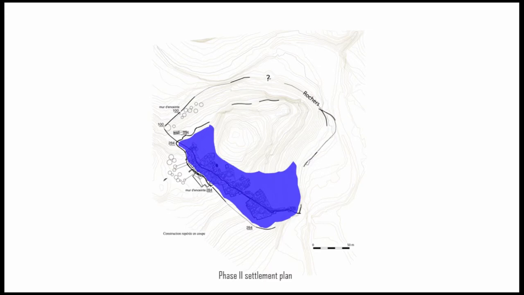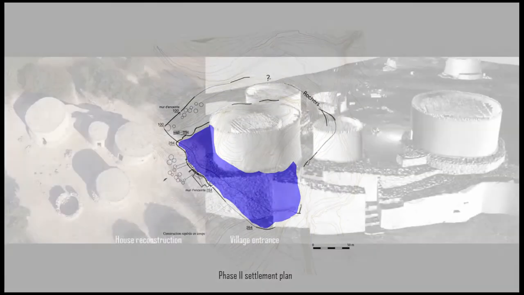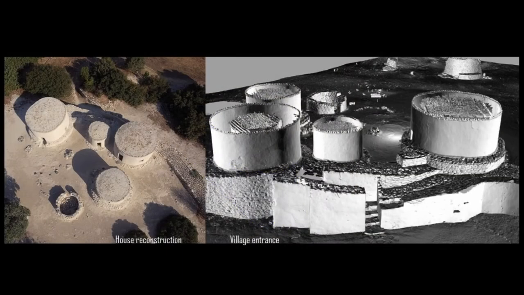And underneath this layer, you can see the settlement, which is comprised of these kinds of structures, which are very important. I forgot to say, this is a UNESCO World Heritage Site. You can see that this combination of four, five, up to six inhabitation units comprise one family house. And this is the entrance to the village.